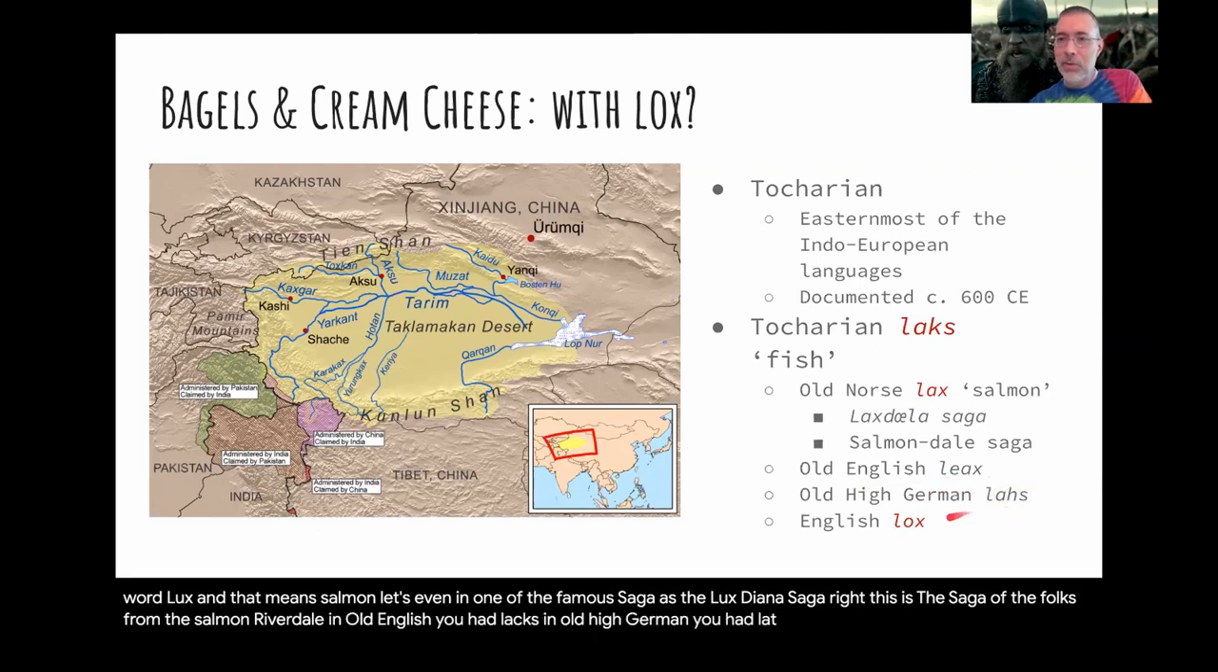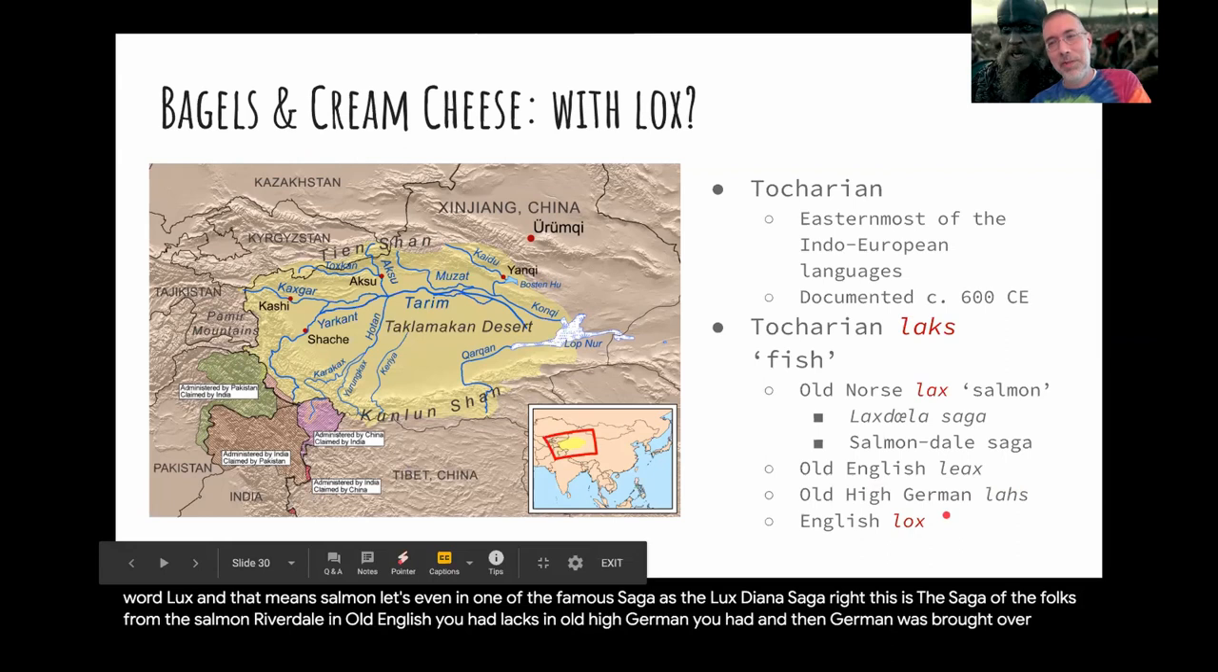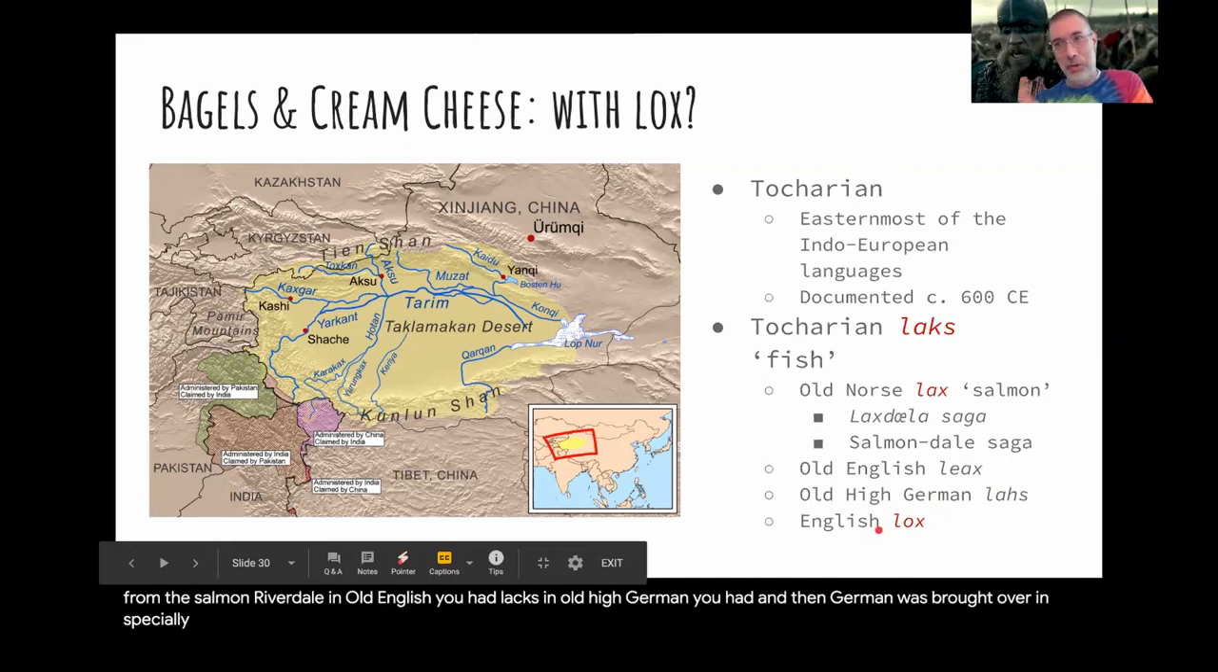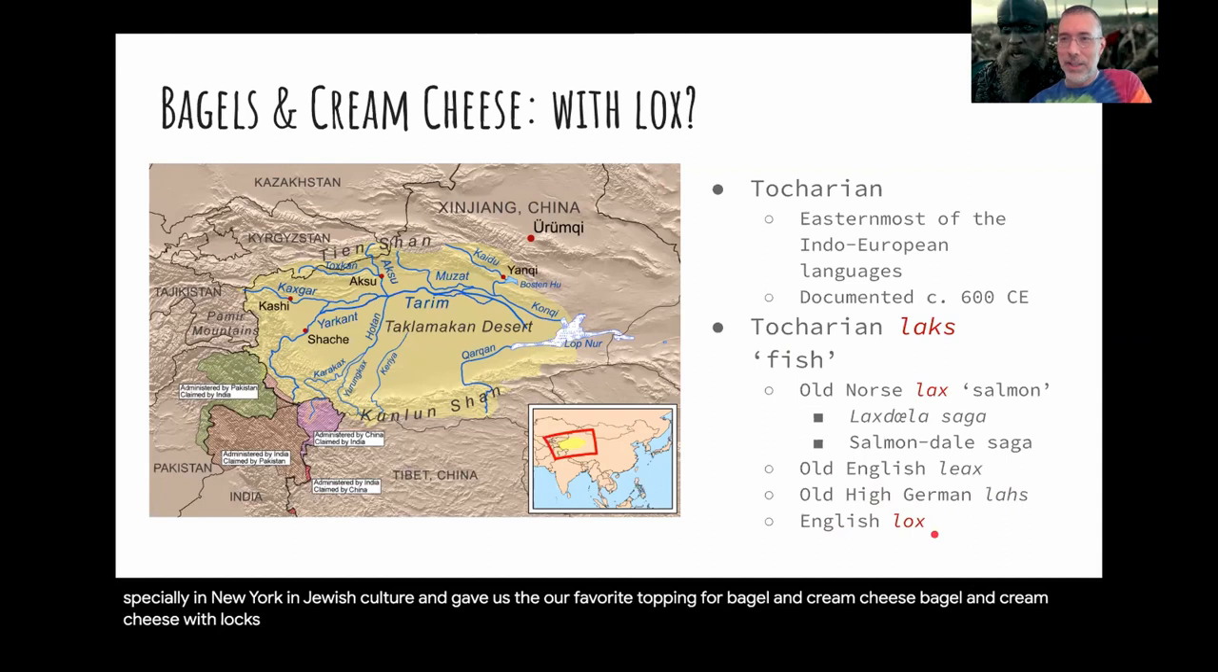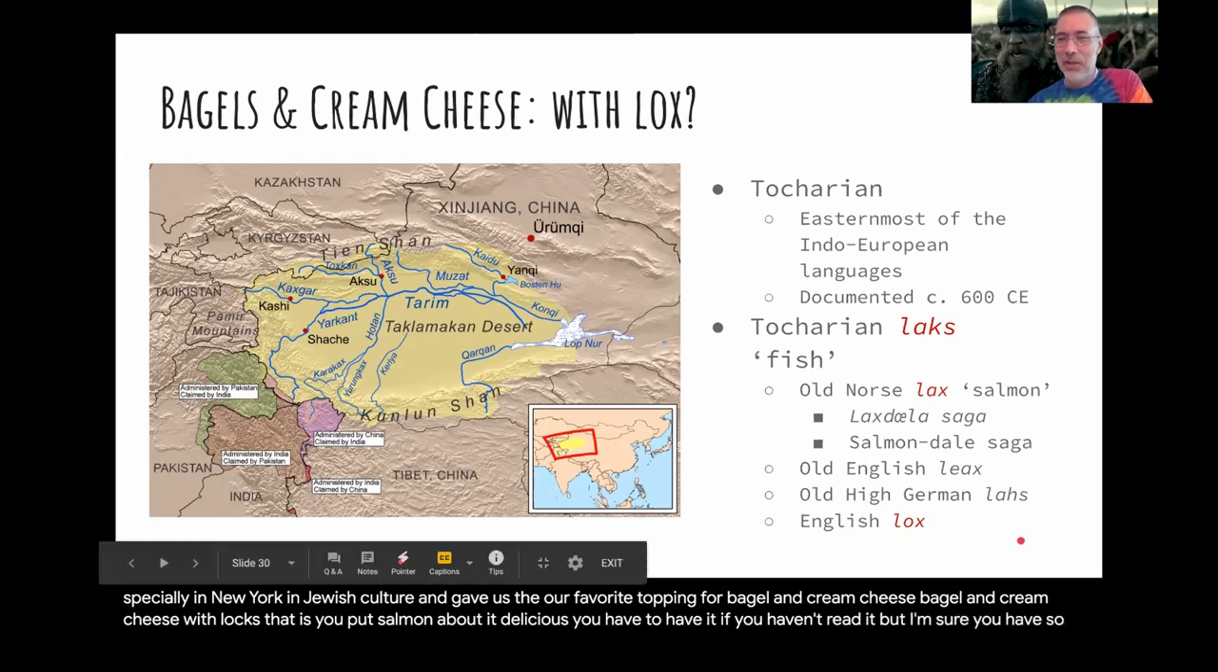And then German was brought over, especially in New York, in Jewish culture, and gave us our favorite topping for bagel and cream cheese, lox. That is, you put salmon on top. It's delicious. You have to have it if you haven't, right? But I'm sure you have, so you know what I'm talking about.